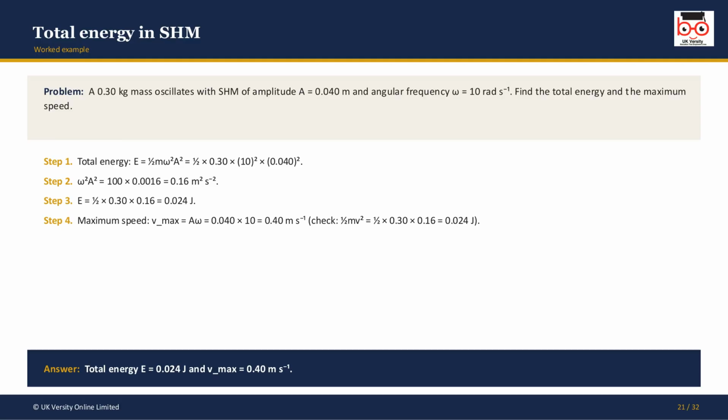The maximum speed is amplitude times omega, 0.040 times 10, giving 0.40 meters per second. And you can check that a half times mass times that speed squared gives the same 0.024 joules.